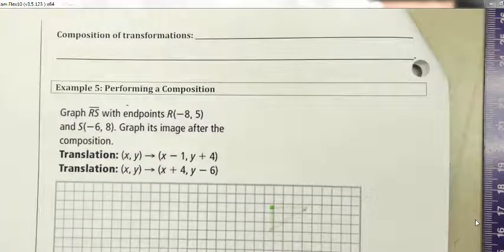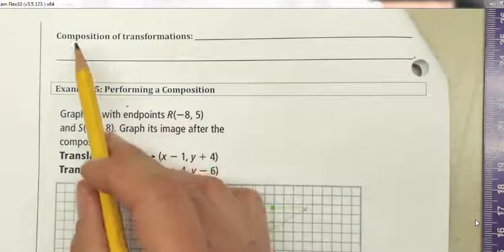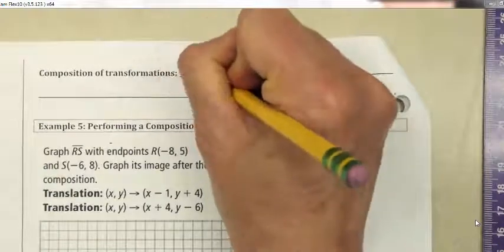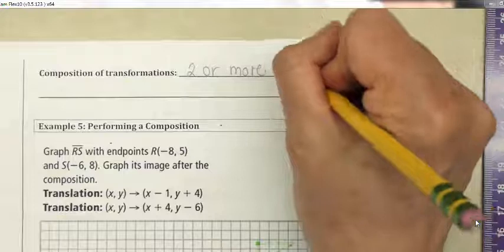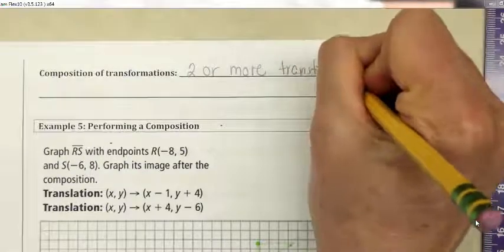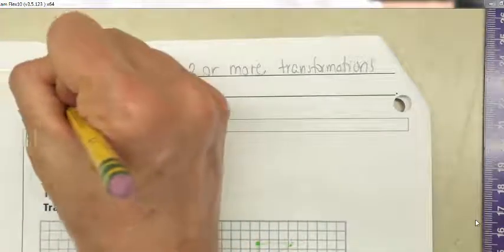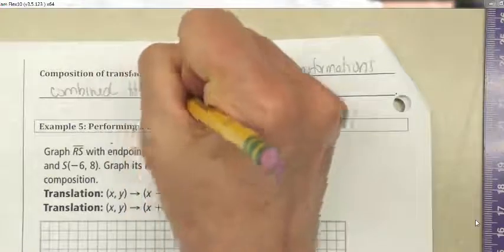Now, when we do these rigid transformations, or actually any transformations, you can do a composition of transformations. Composition just means doing more than one. Okay, so this would be 2 or more transformations combined to form a single transformation.